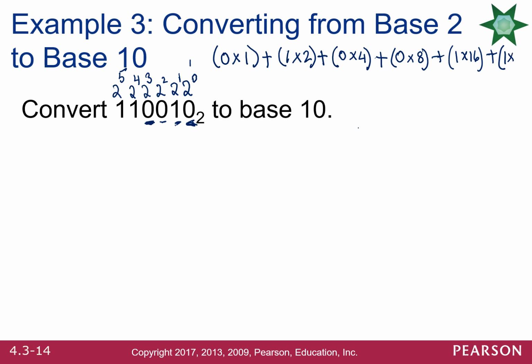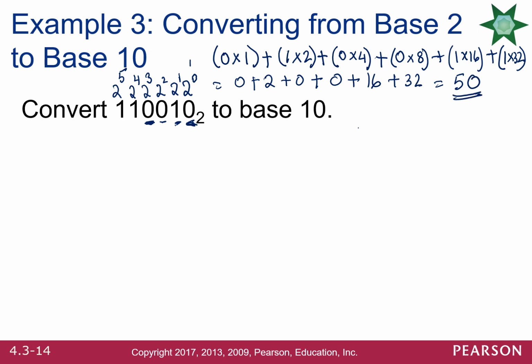1 times 32. And then we are going to add, so 0 plus 2 plus 0, 0 times 4 being a 0, plus another 0 for 0 times 8, plus 16 plus 32, and that would be 2 plus 16, 18, 18 plus 32 is 50. All right, so that should be the answer.